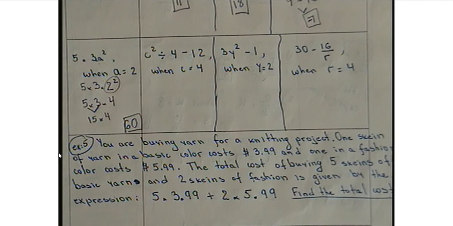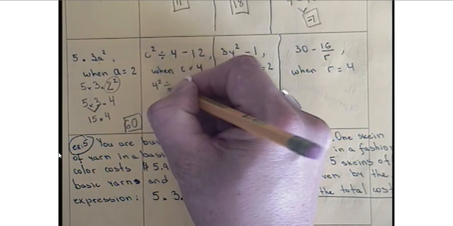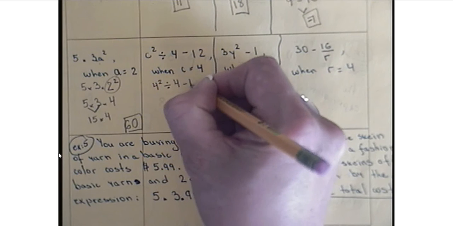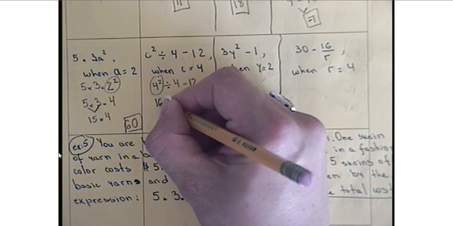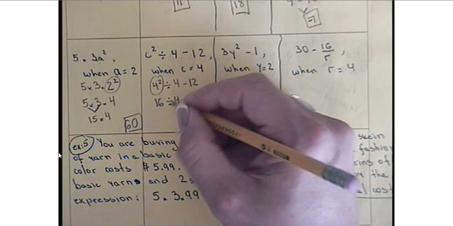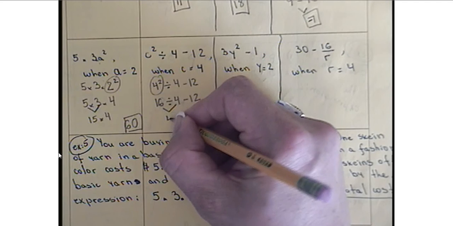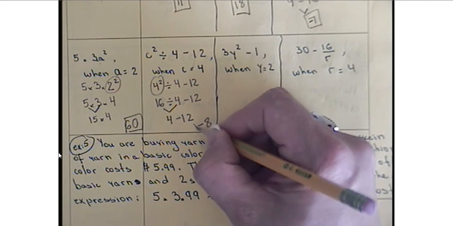Next one is c to the second divided by 4 minus 12. c is 4, so I will begin with 4 to the second divided by 4 minus 12. Well, 4 to the second is 16, then we have divided by 4 minus 12. 16 divided by 4 is 4, minus 12, final answer negative 8.